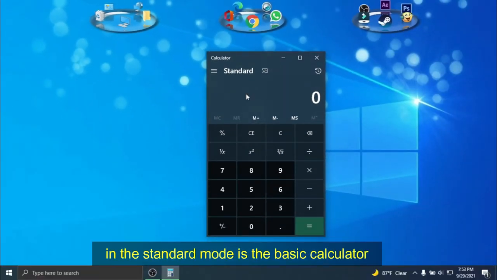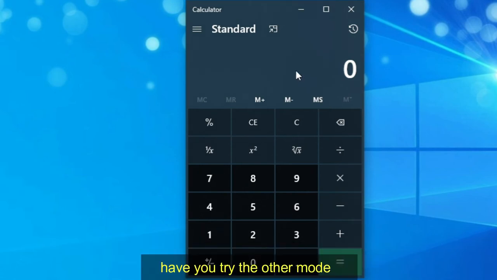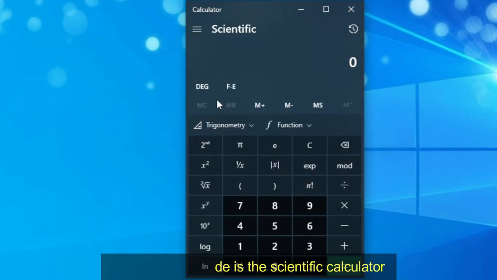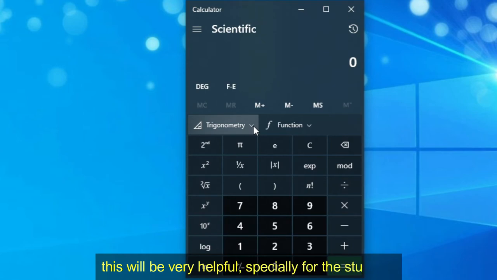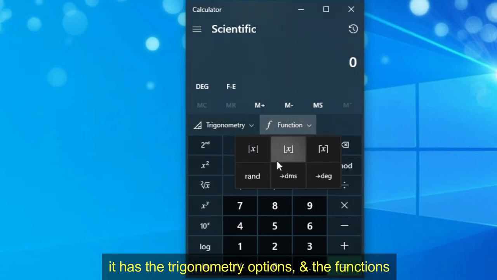The standard mode is the basic calculator. Have you tried the other modes? Well, the next mode is the scientific calculator. This will be very helpful, especially for the students. It has the trigonometry options and functions.